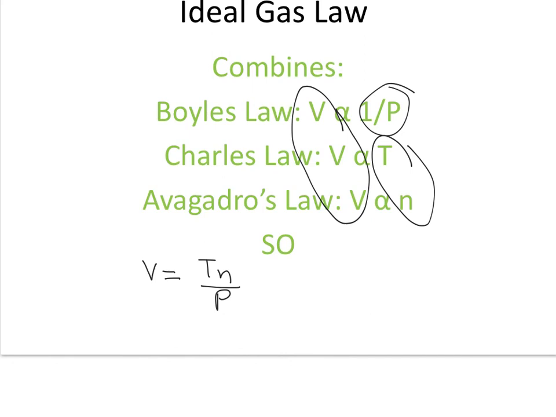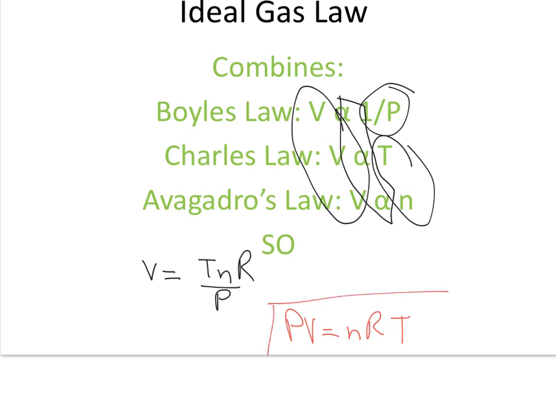Now remember, we're given this proportionality symbol, so right now we just have a proportion, and we need some sort of constant. We actually use R as our constant here. We're going to rearrange this so it's all in one line. And so what we get is P times V equals nRT. And this is the ideal gas law. R is the gas constant.